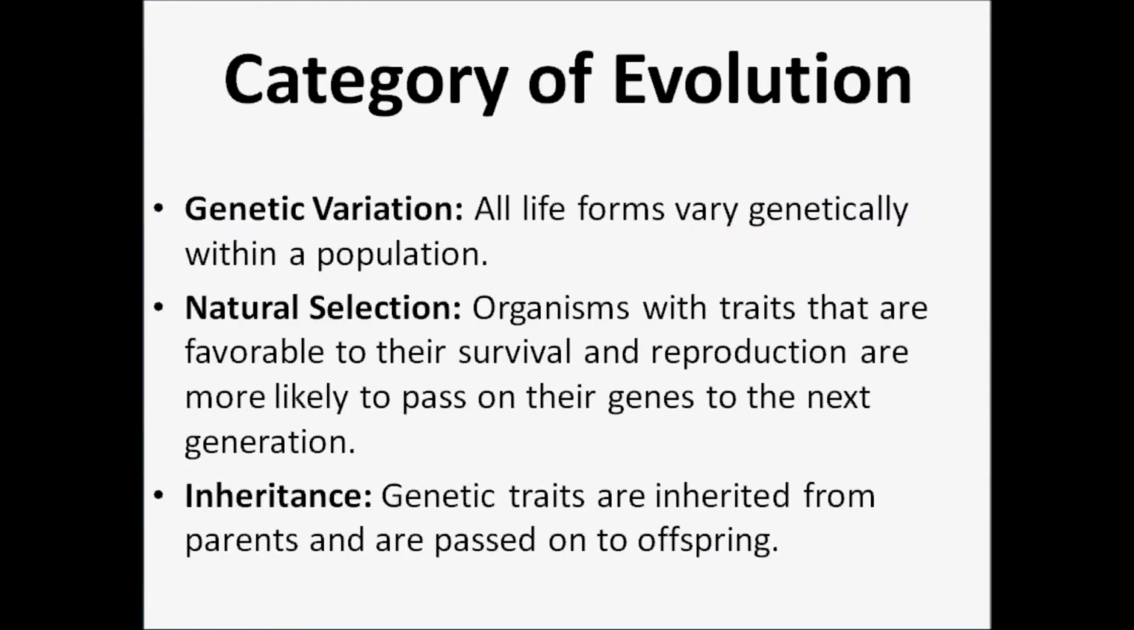Here are some categories of evolution. Genetic variation. All life forms vary genetically within a population. Without genetic variation, some of the basic mechanisms of evolutionary change cannot operate. There are three primary sources that genetic variation is linked with: mutation, gene flow, and sex. And they're all linked together. I'll talk about that in more detail.